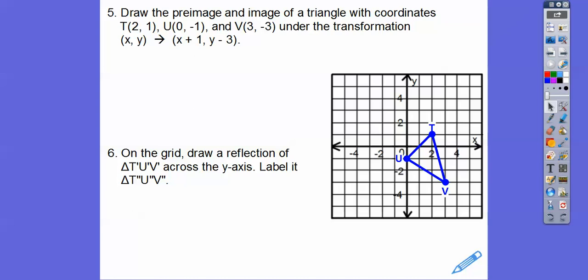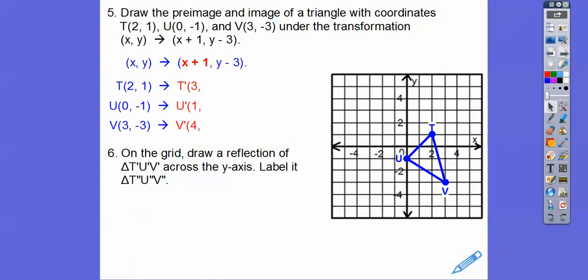Okay, and then number 6 says, oh no, I'm sorry, we're not even on number 6 yet. So now we've got to do the transformation. So what we're going to do is add 1 to all of these x's: 2 plus 1, 0 plus 1, 3 plus 1, and then subtract 3 from all the y's: 1 minus 3, negative 1 minus 3, negative 3 minus 3. Okay, so let's do that. There's all the plus 1's to the x's, there's all the minus 3's from the y's. Let's go ahead and graph those. Those are going to be T prime, U prime, and V prime.